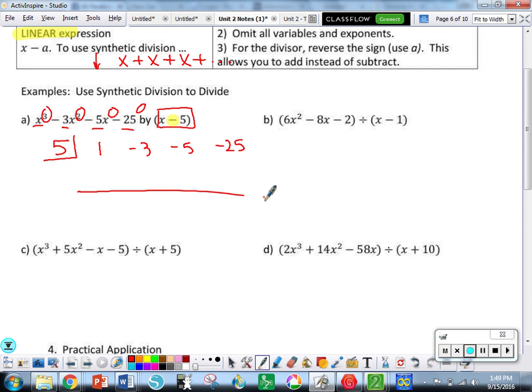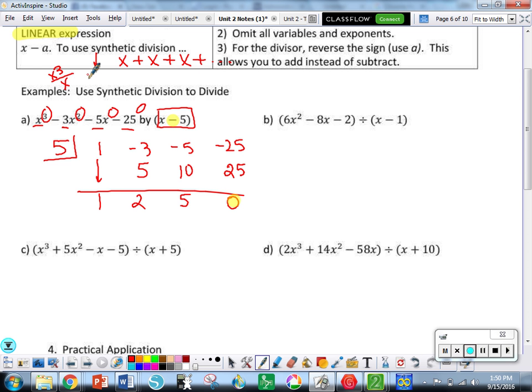Here's what you do, just watch. You always bring down the first number. 1 times 5 is 5. Add those, 2. Multiply, 10. Add, 5. Multiply, 25. Add, 0. Now, a couple things to notice. This right here is a 0, which means, is it a factor? Yes. Cool.